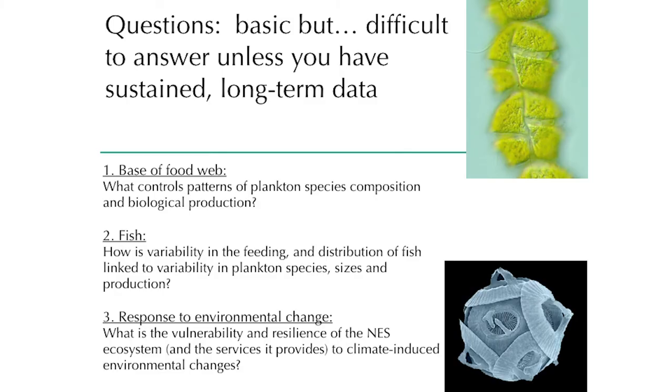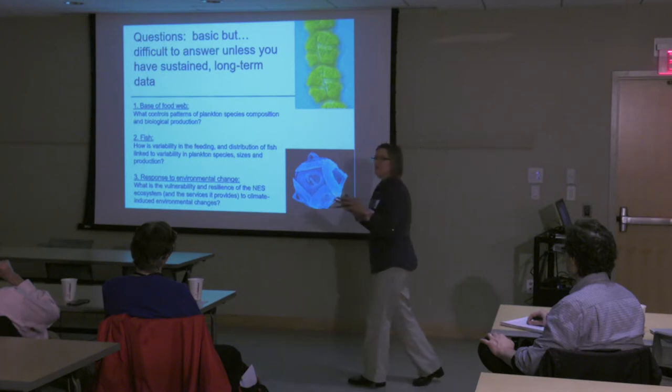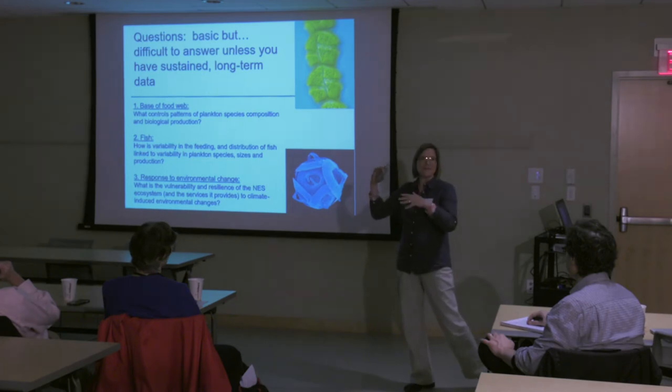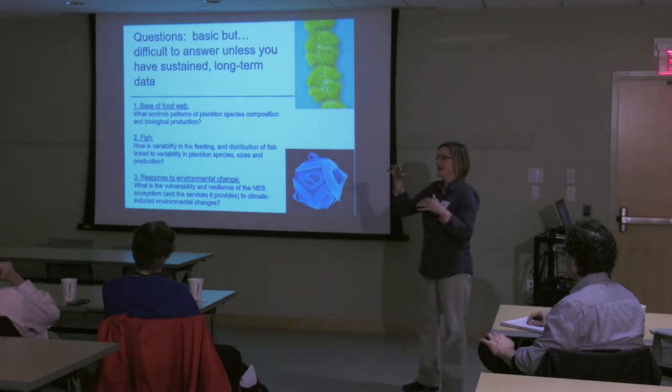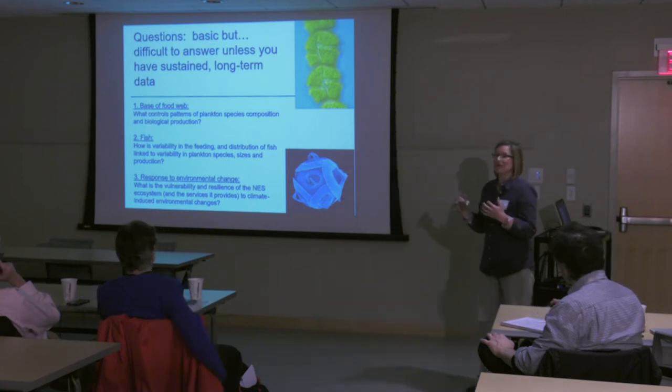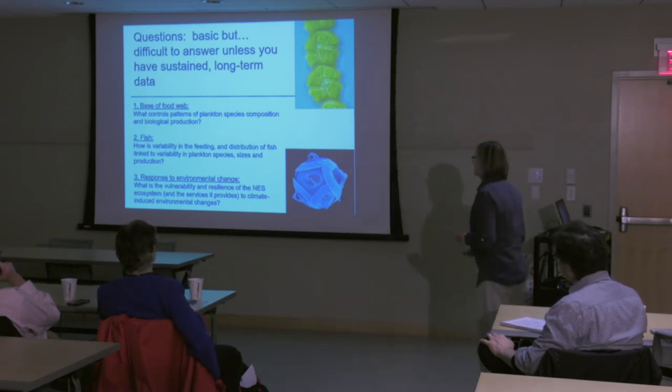One is the base of the food web. Okay. So what controls the patterns of plankton species composition and primary productivity? In terms of fish, how is this variability that we see in the feeding and the distribution of fish linked to the variability at the base of the food web? So making that connection. And in fact, as an aside, oceanography really started out as an attempt to understand that connection between the base of the food web and fish productivity. And here we are today, we're still really trying to figure it out. It's a complex question, and it's difficult to work out.